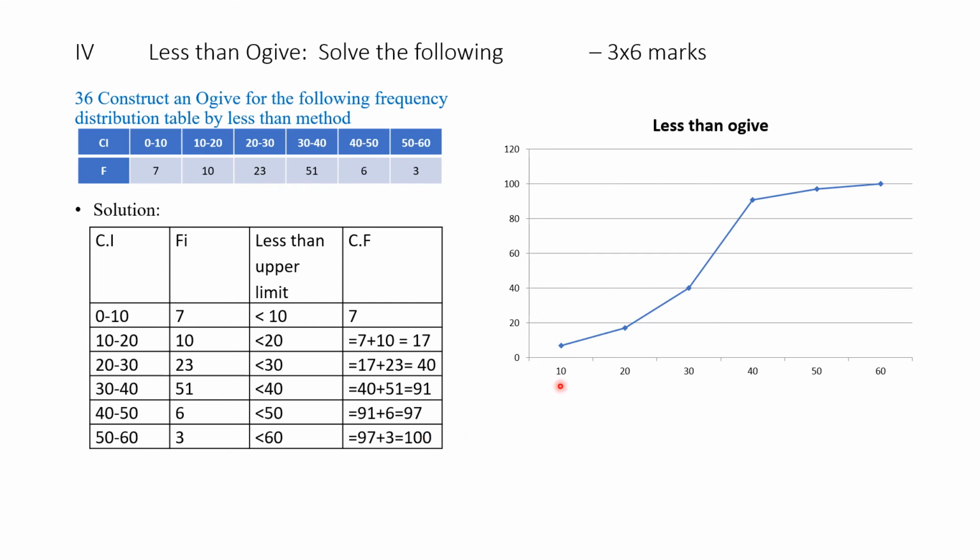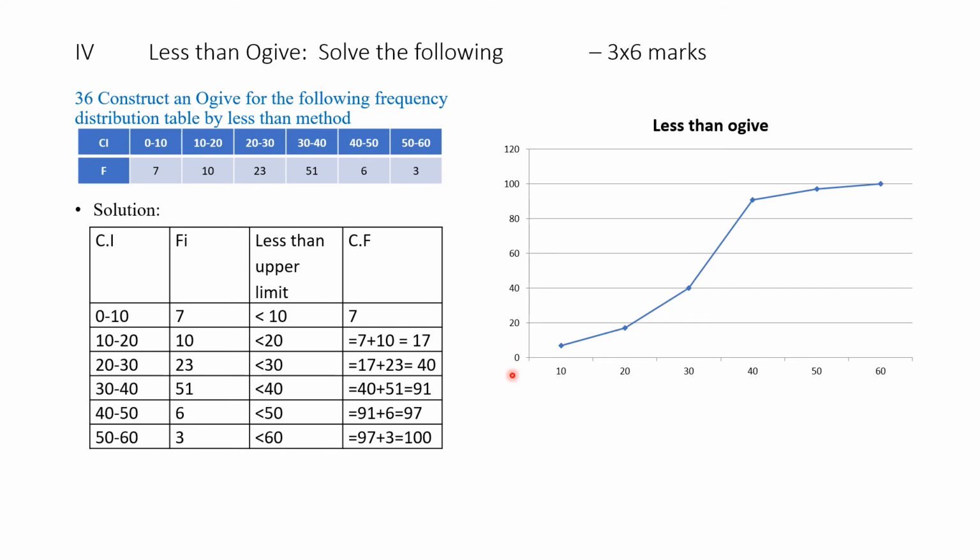On the x-axis, you mark the class interval Ci. That is 10, 20, 30, the upper limits 30, 40, 50, 60 on the x-axis. On the y-axis, we have maximum 100, so on the y-axis you mark Cf, the cumulative frequency.